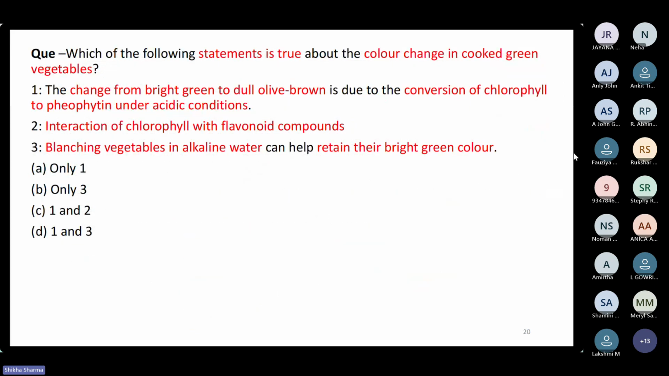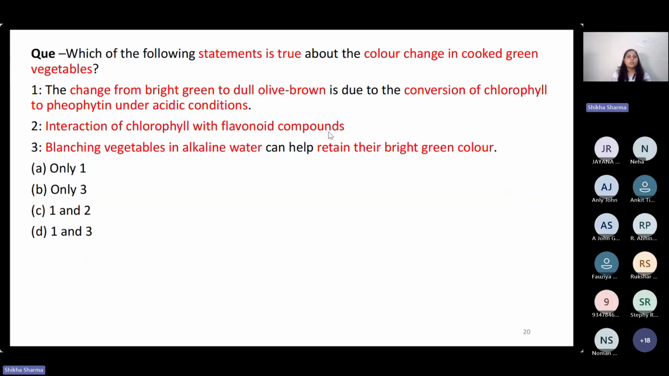Next question is about the pigments. Which of the following statements is true about the color change in cooked green vegetables? We have three statements. First, the change from bright green to dull olive brown is due to the conversion of chlorophyll to pheophytin under acidic conditions. Second is interaction of chlorophyll with flavonoid compounds. Third is blanching vegetables in alkaline water can help retain their bright green color.